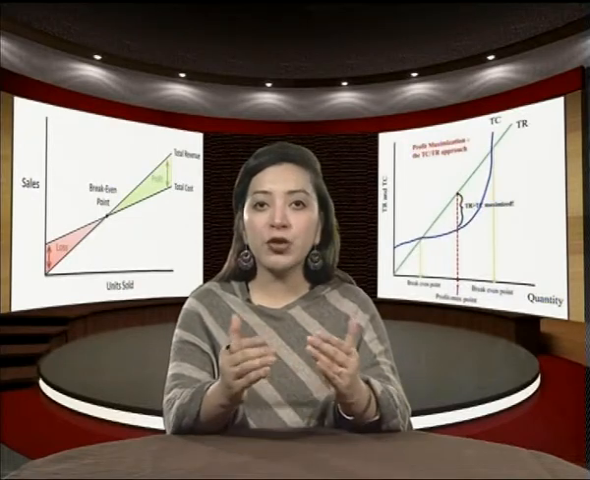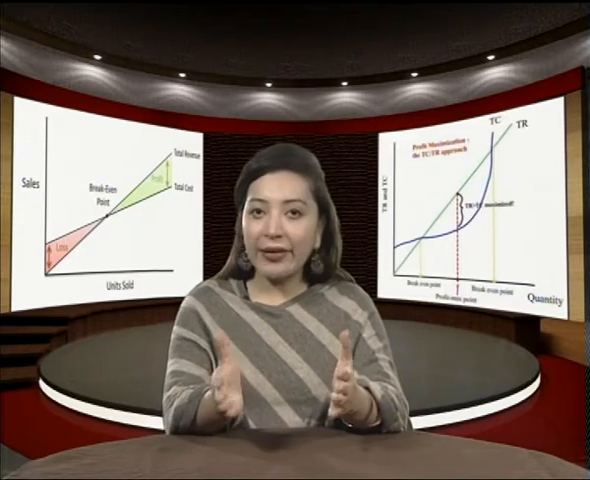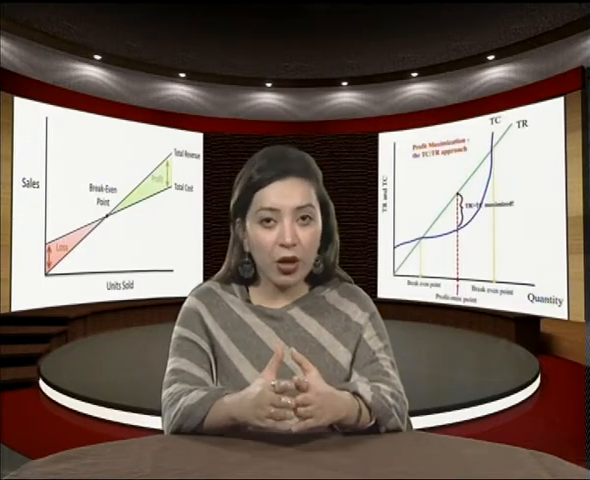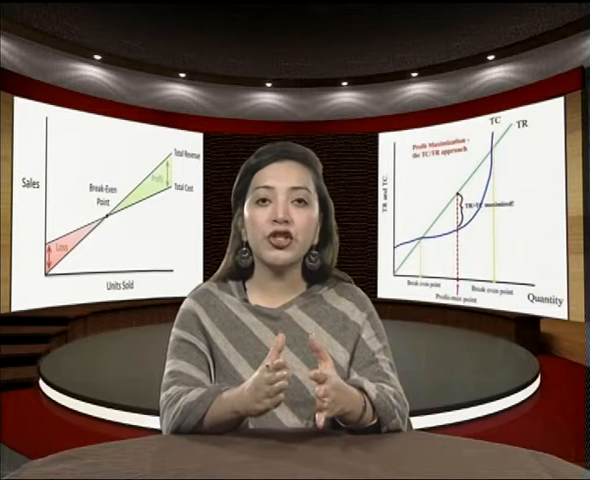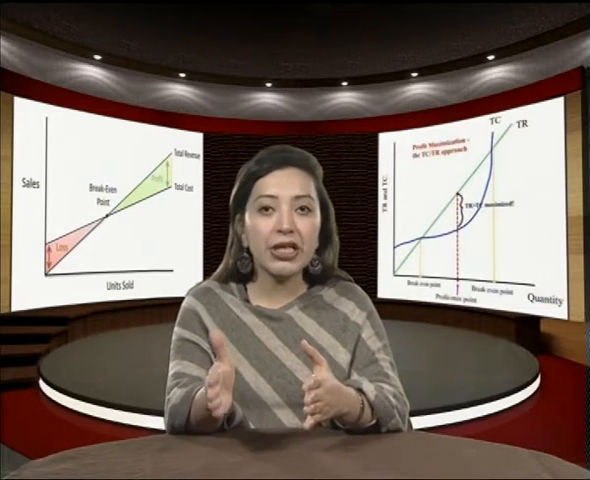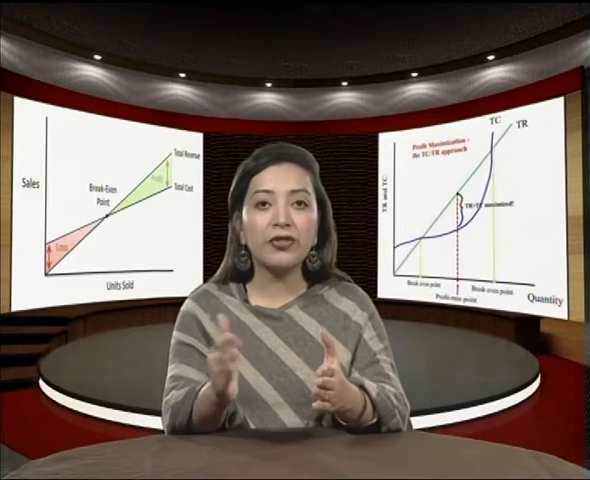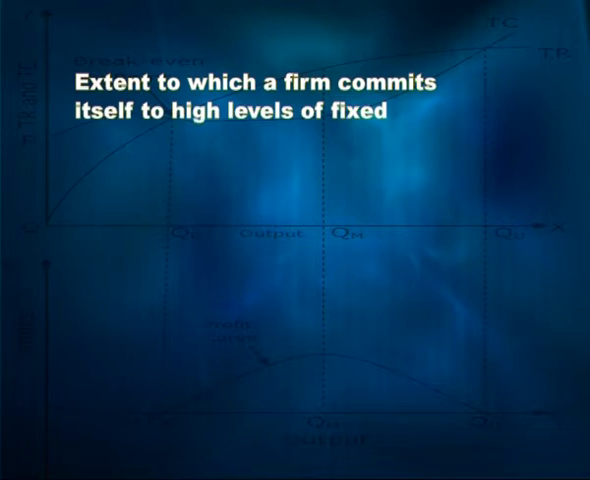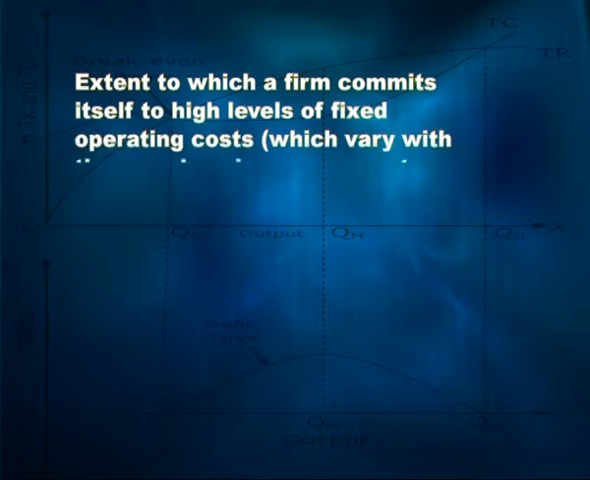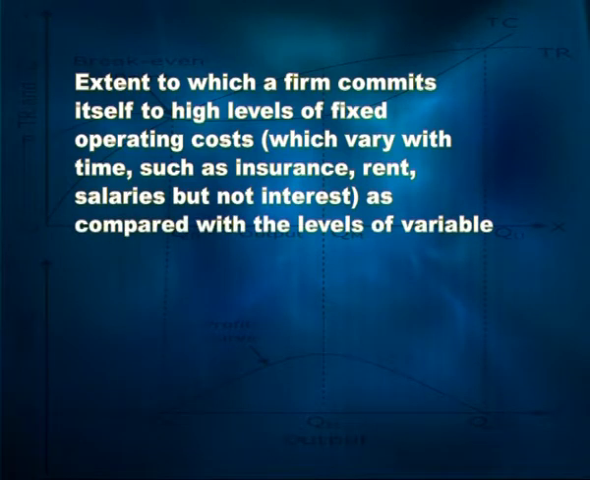Operating leverage refers to the ratio of a firm's total fixed cost to the total variable cost. The greater the ratio of fixed costs to the variable costs, the more highly leveraged the firm is. The degree of operating leverage increases as a firm substitutes fixed capital, that is, plant and equipment, for variable factors such as labor when the firm introduces automation of some of its operations. It is the extent to which a firm commits itself to high levels of fixed operating cost, which vary with time, such as insurance, rent, salaries, but not interest, as compared with the levels of variable cost.